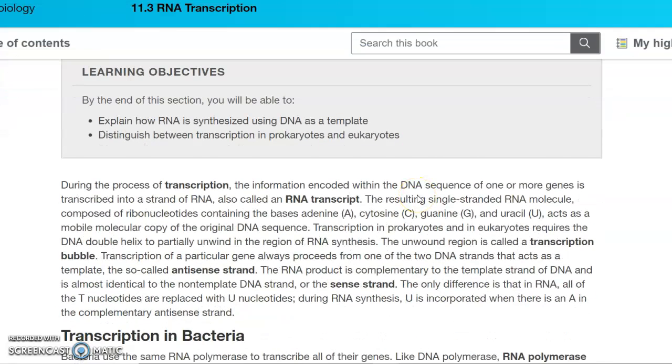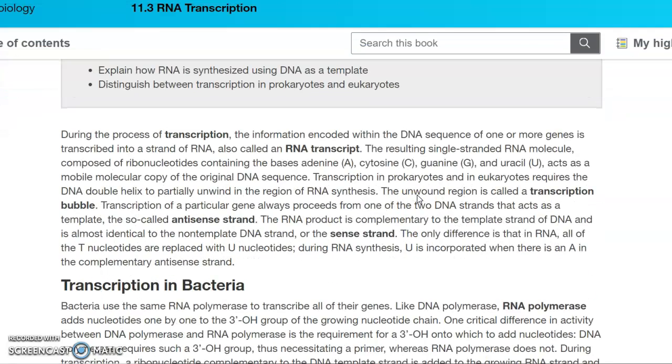In order for this to happen, we have to get the DNA double helix to partially unwind, just like we did with DNA replication. Instead of a replication bubble, now this area is called the transcription bubble. And so we have what's called the antisense strand, or the coding strand, that will be used for this.